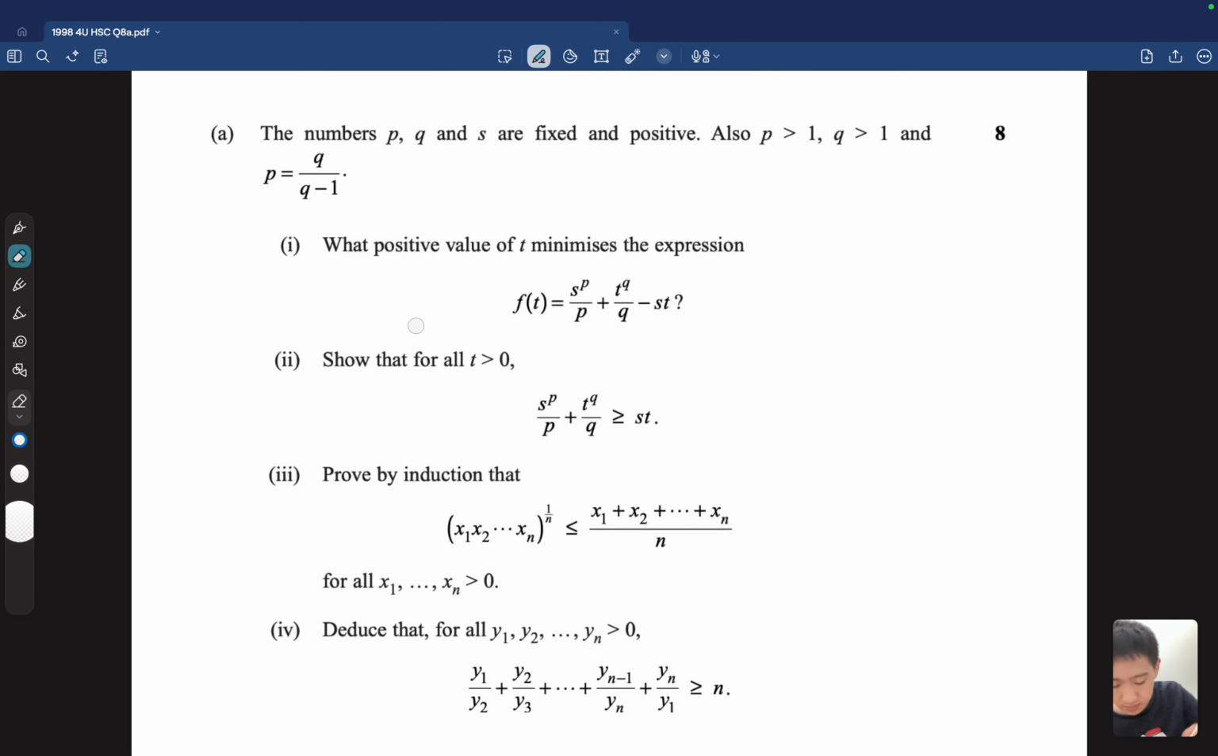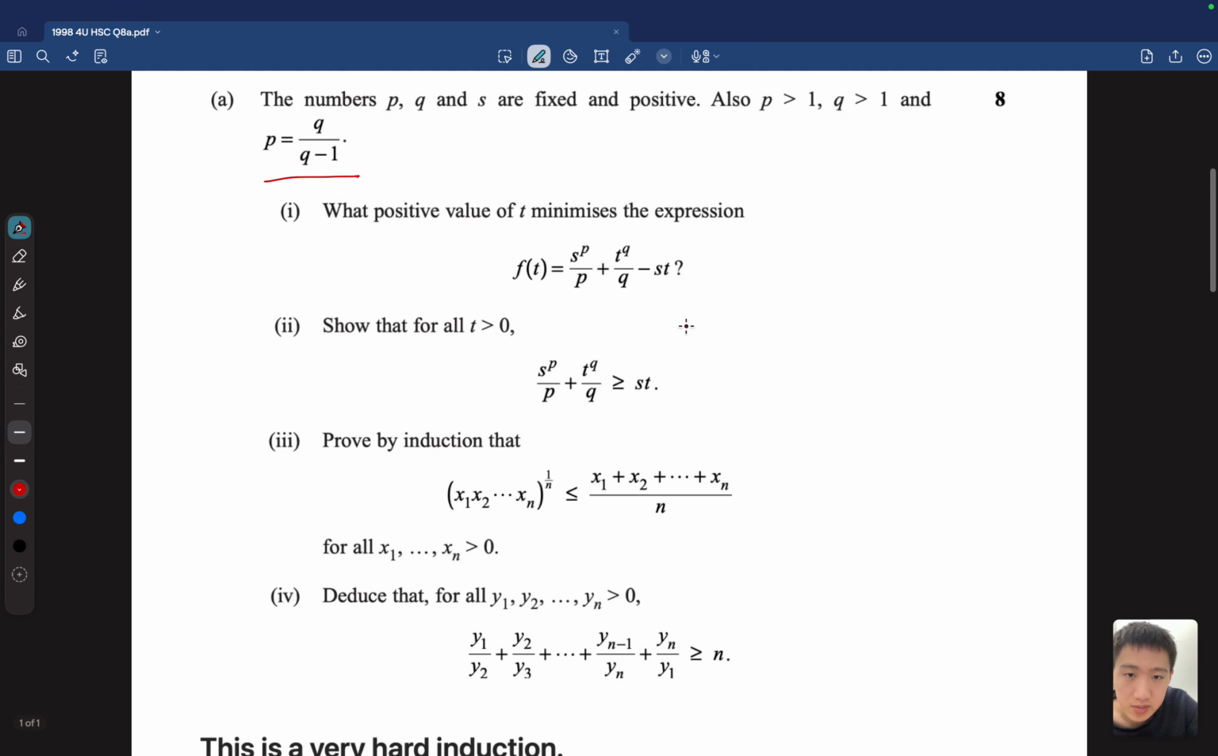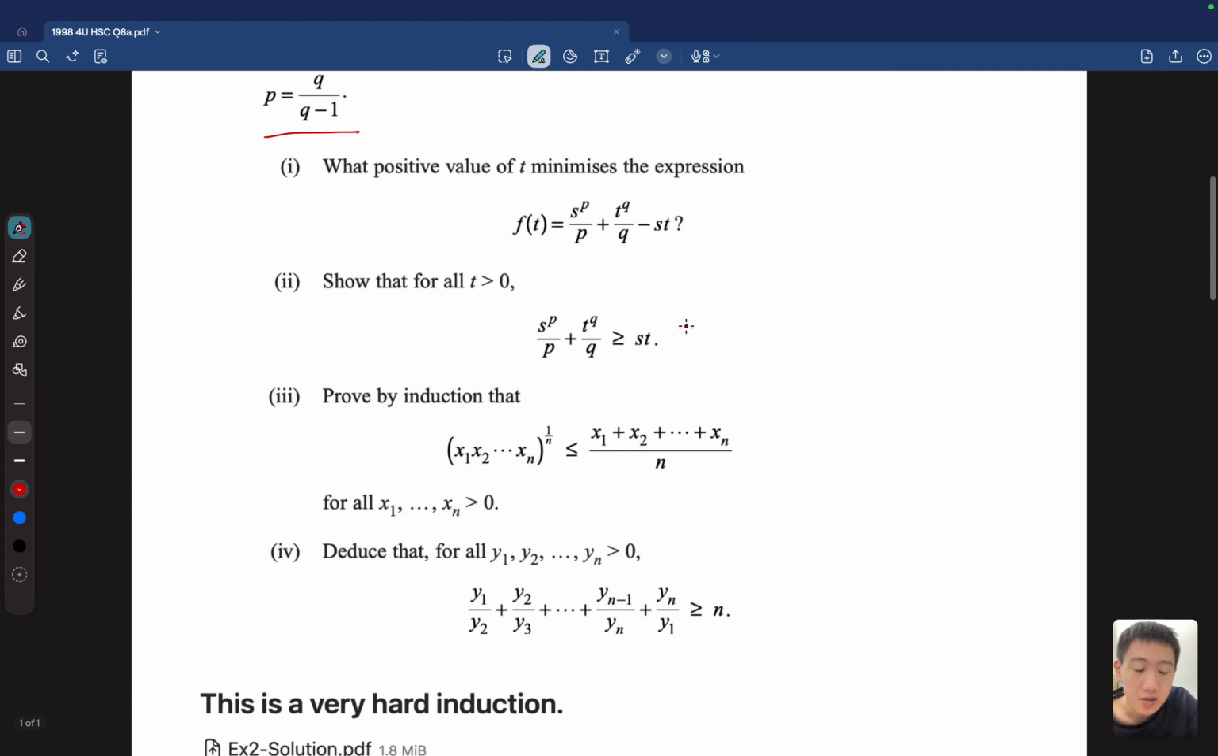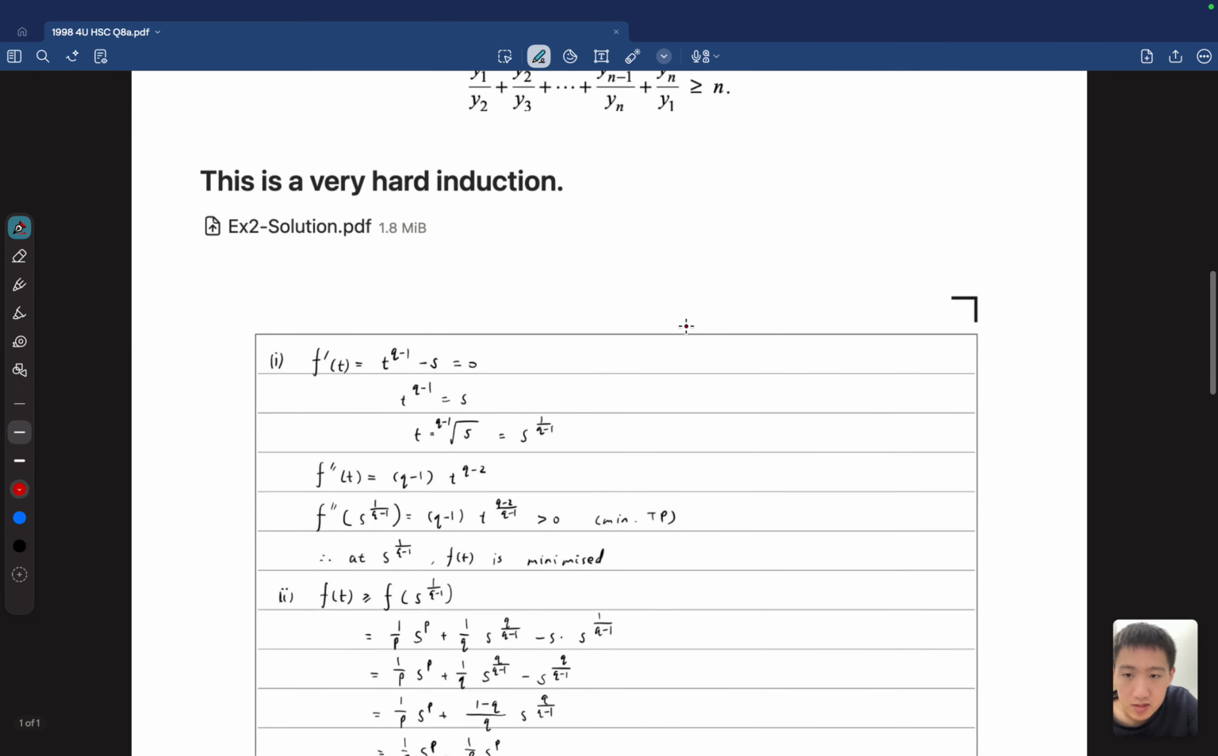Okay, so let's start by reading the question. All these numbers are fixed and positive, p is greater than 1, q is greater than 1, and p is this. So they are connected, p and q are connected. Now, what's the positive value of t that minimizes this expression? So f of t is a function of t, and this should be an easy question. Obviously, we need to use differentiation to find the turning point.